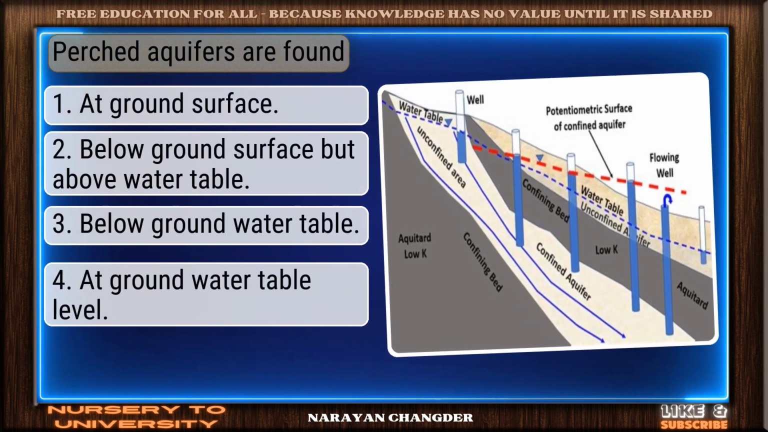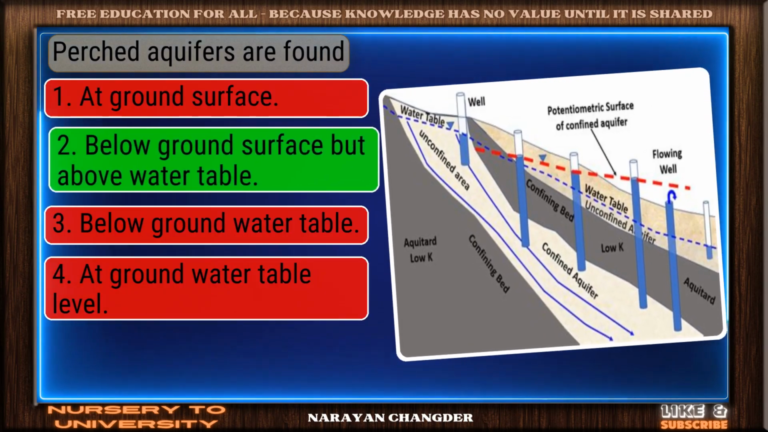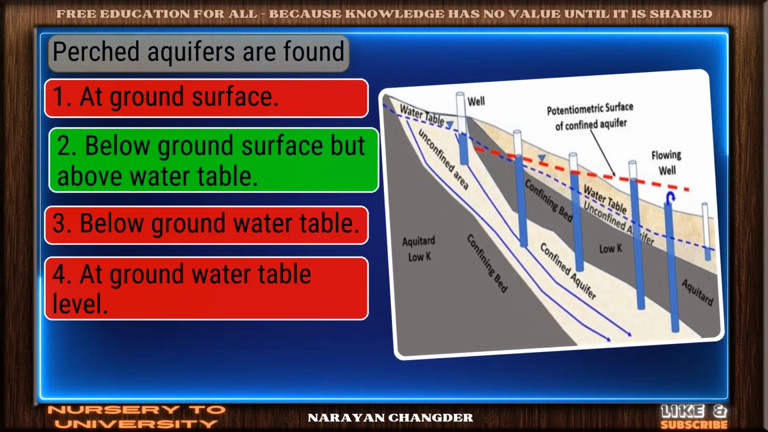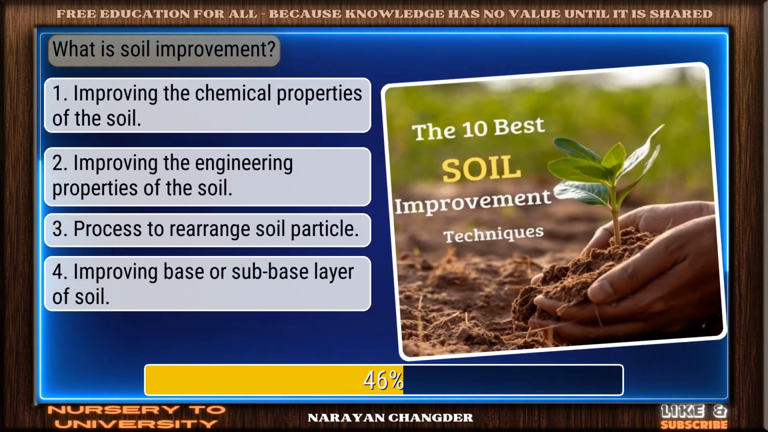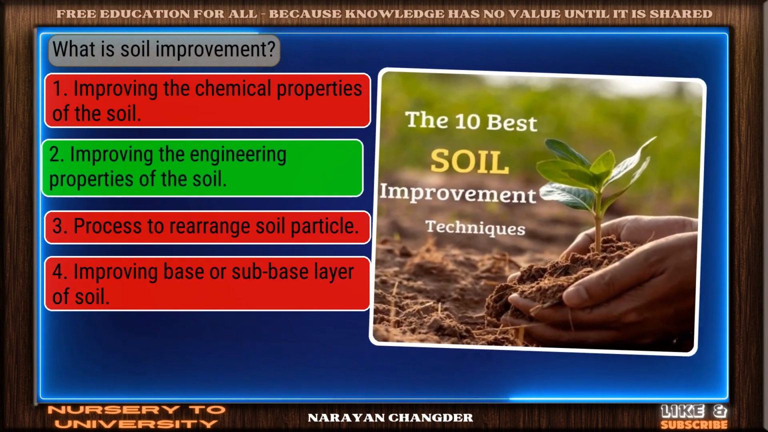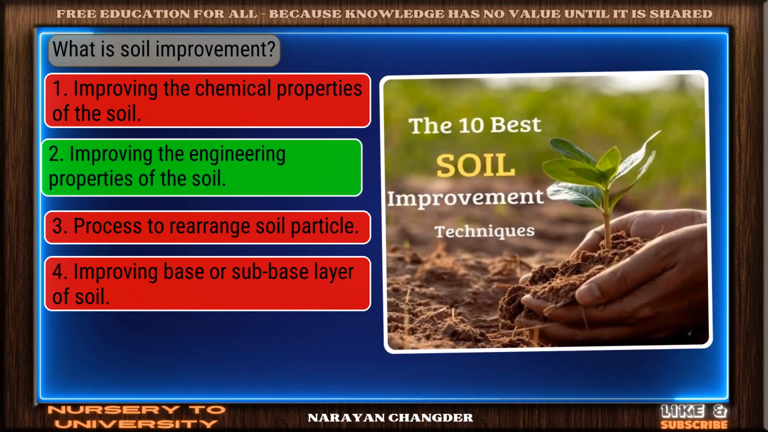Perched aquifers are found? Smart pick. Below ground surface but above water table is the correct choice. What is soil improvement? Correct. Improving the engineering properties of the soil is the right answer.